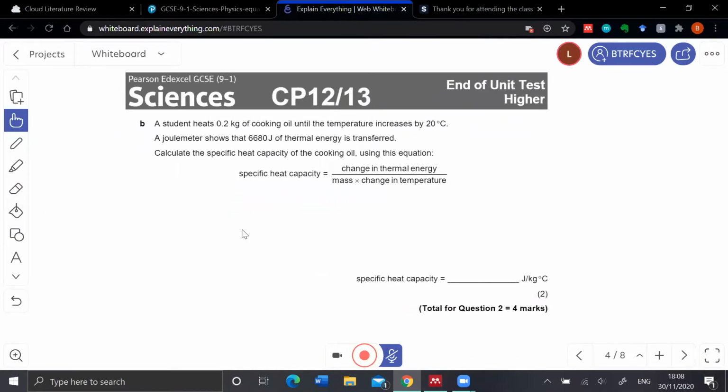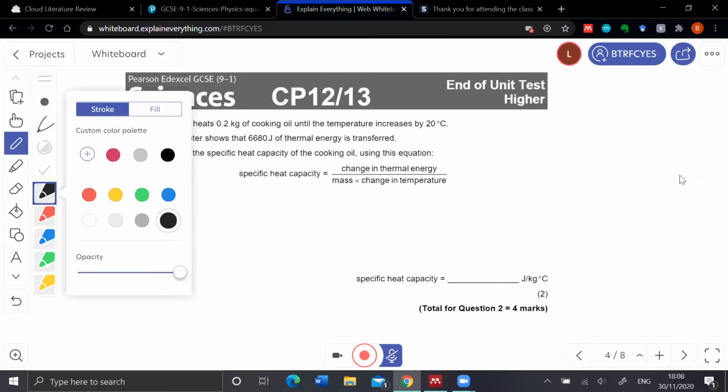Okay, so a student heats 0.2 kilograms of cooking oil until the temperature increases by 20 Celsius. A joule meter shows that 6,680 joules of thermal energy is transferred. Calculate the specific heat capacity of the cooking oil using this equation. Okay, so it looks much worse than this, doesn't it? All it is is putting numbers in. So we don't even need to rearrange.